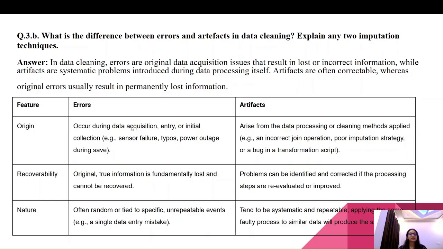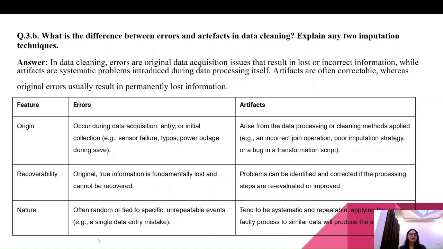Errors occur during data acquisition, entry, or initial collection. Examples: sensor failure, typos, power shortage during save, whereas artifacts arise from the data processing or cleaning method. Examples: an incorrect join operation, poor imputation strategies, or a bug in a transformation script. Recoverability. In error, the original true information is fundamentally lost and cannot be recovered, whereas in artifact, a problem can be identified and corrected if the processing steps are re-evaluated or improved.